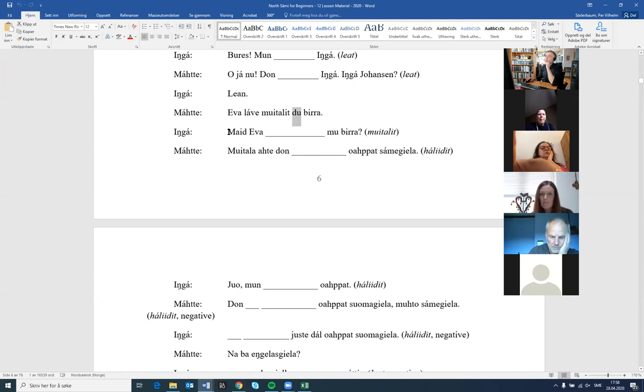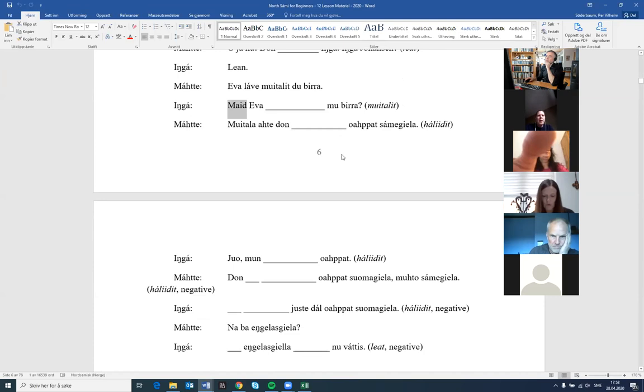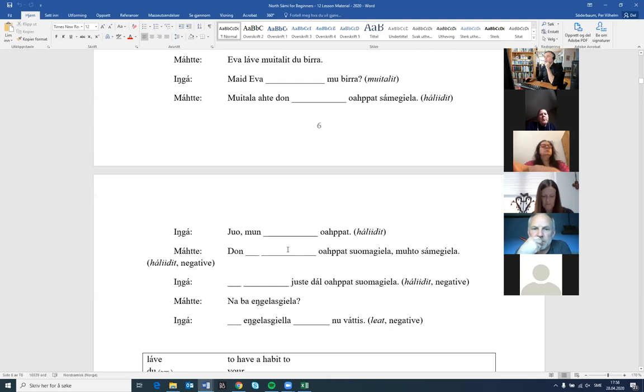And then Inga says, "Might Eva muitala mu birra." What does she tell? Muitala. And then we take one more, and then we will take a small break soon. Okay, we can read this through, and then we will take the break.